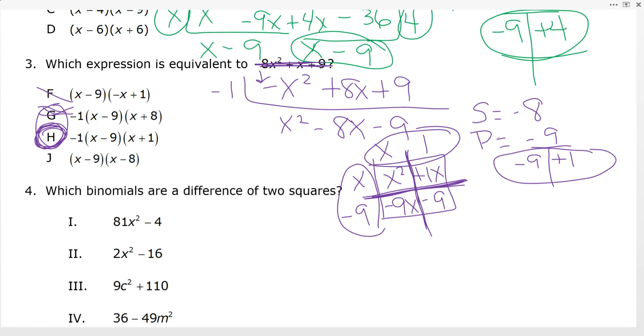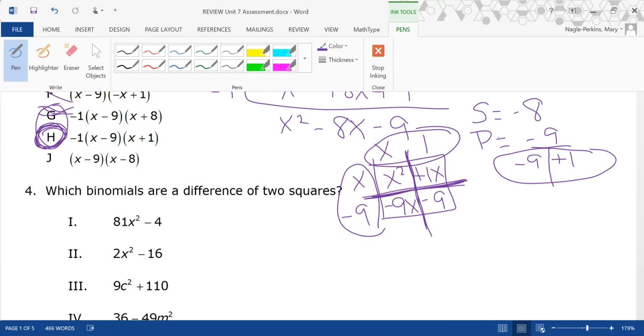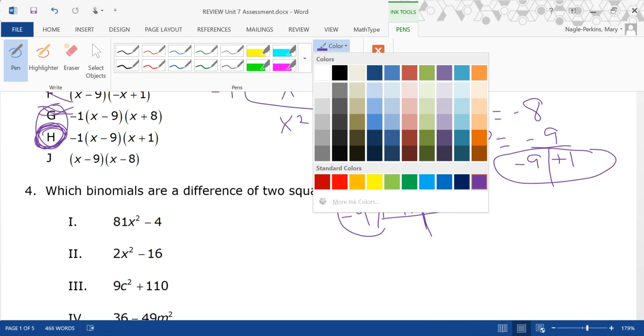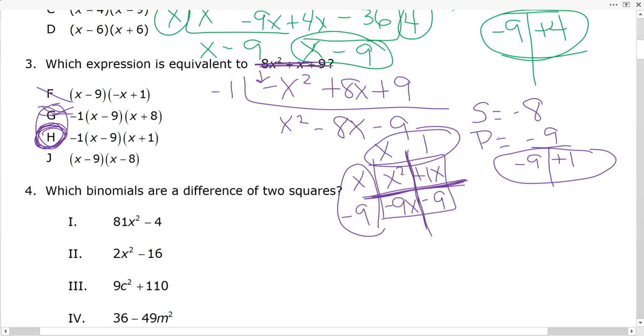Okay, for number 4, when we are talking about difference of two squares, we are talking about perfect squares. First of all, it has to be perfect squares. That was supposed to be a 1. It has to be perfect squares.